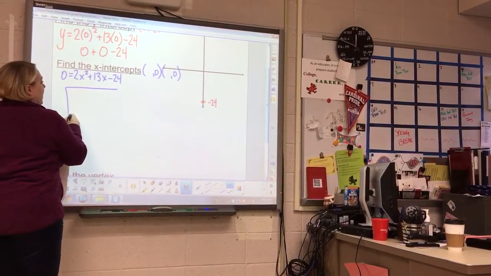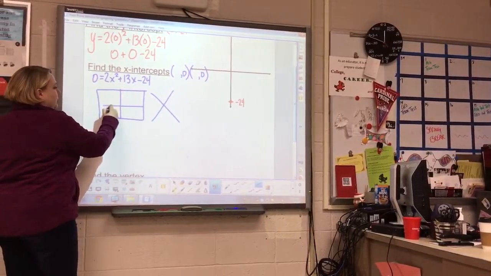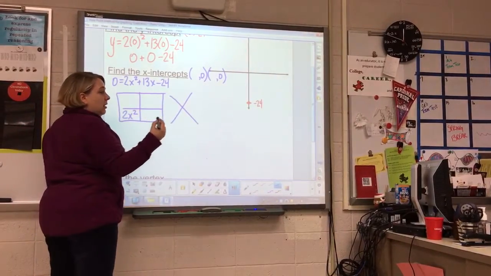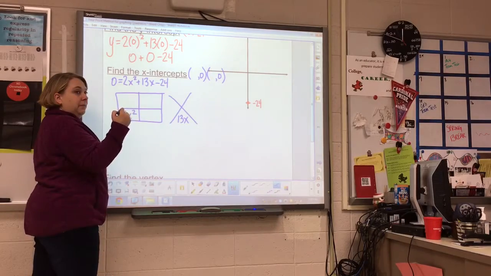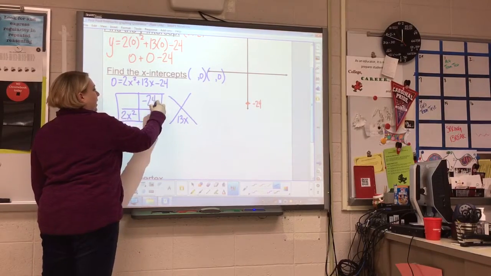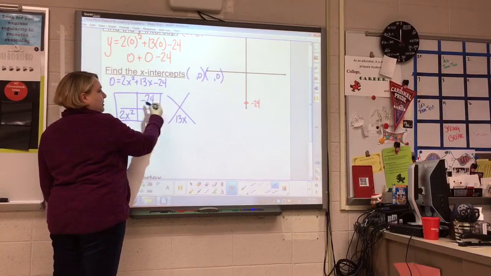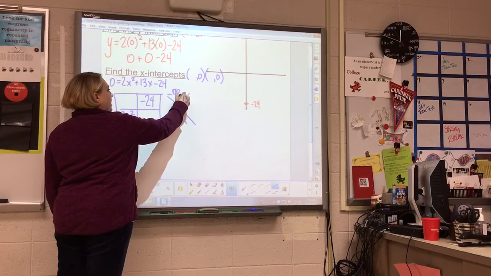All right, so I need to factor this. So I'm going to do my rectangle and my diamond. And I've got 2x squared down here. Where does the 13x go? The bottom of the diamond. Where does the negative 24 go? The top right of the square. What goes in the top of the diamond? The 2x squared times negative 24. Okay, so negative 48x squared.